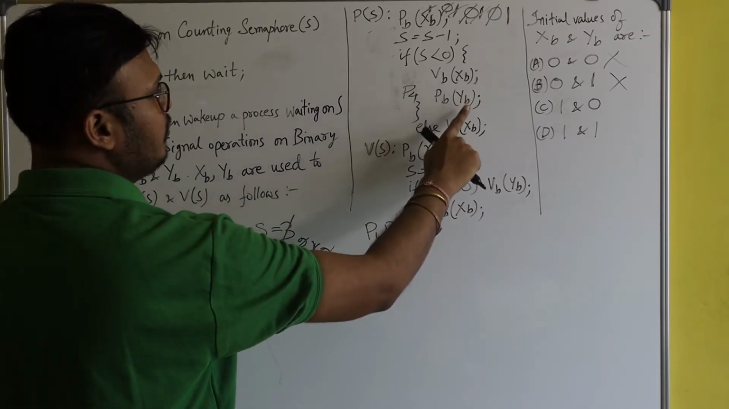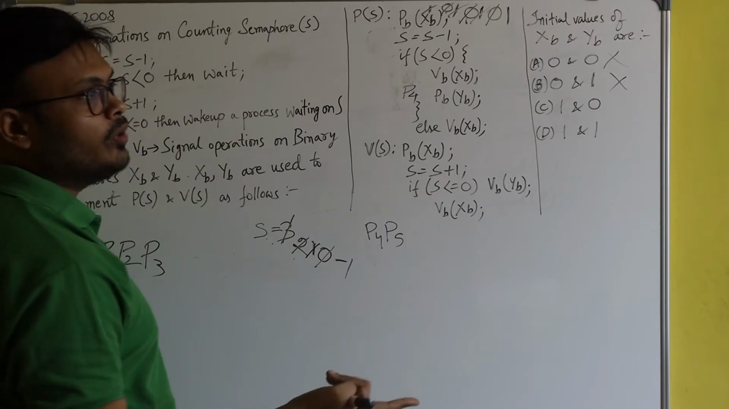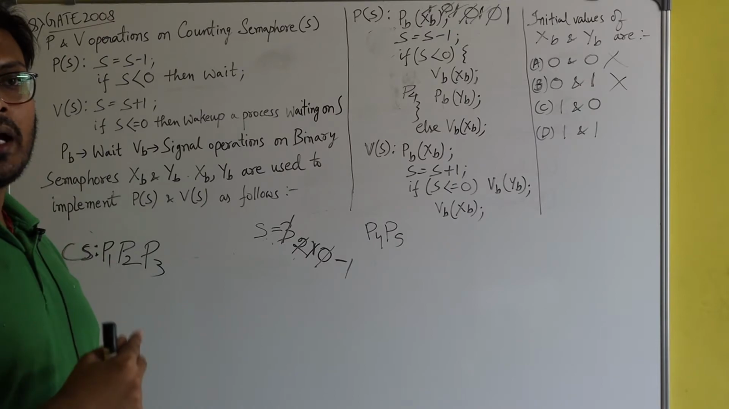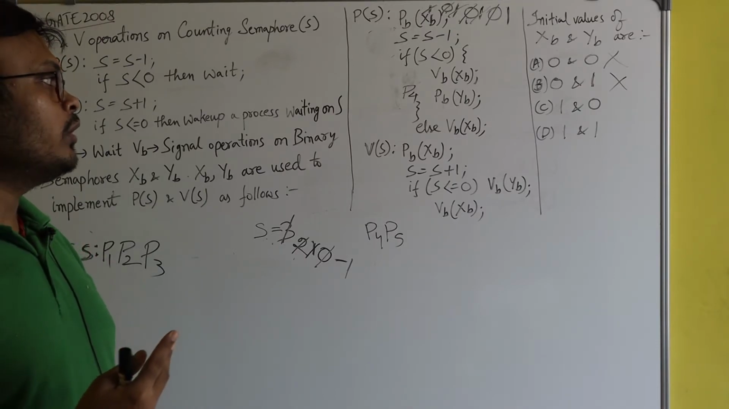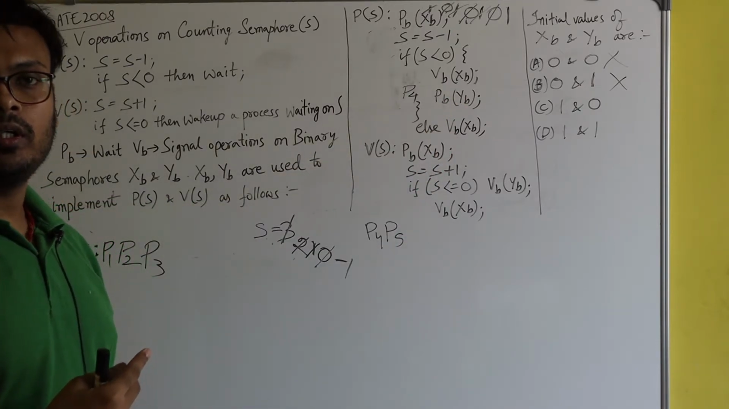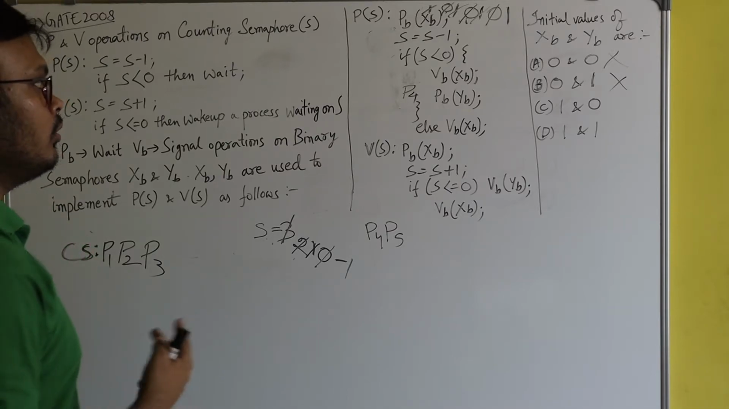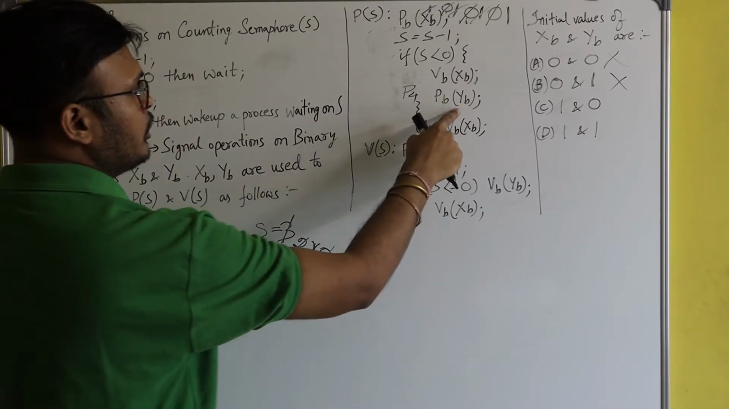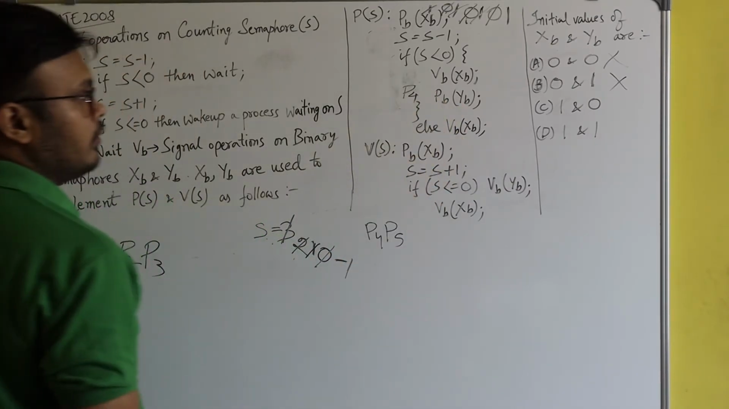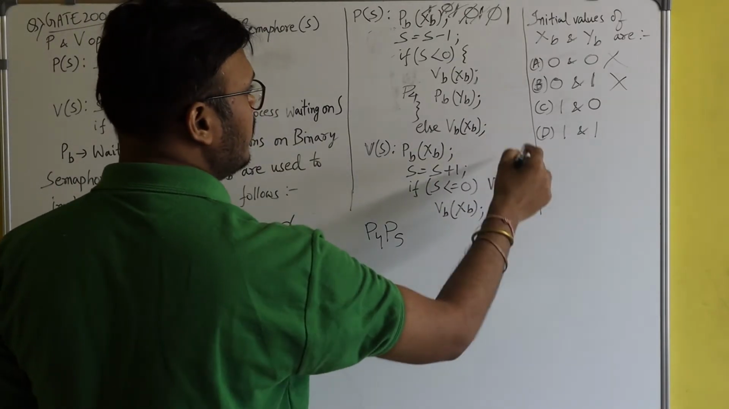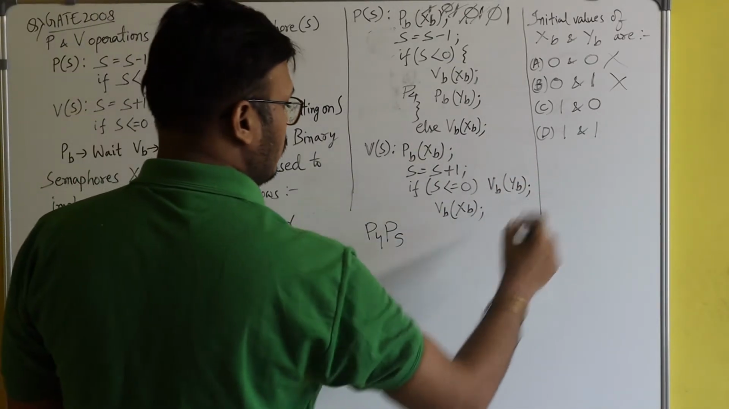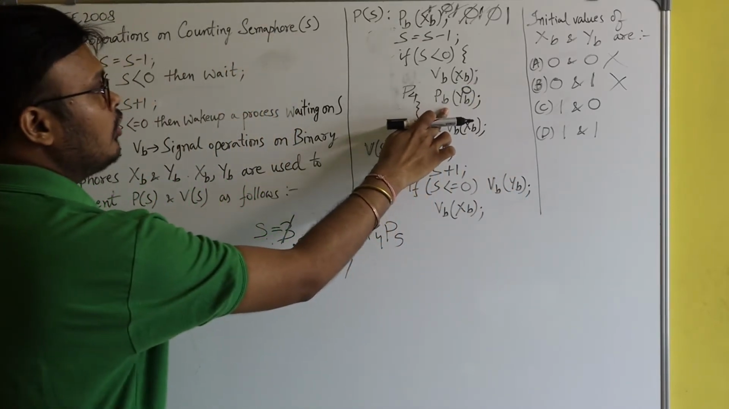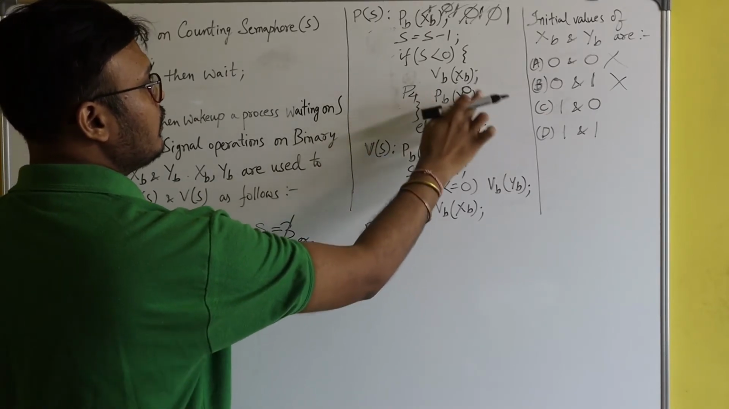Because if this YB is 1, then P4 will not get blocked, because a process can be blocked only if the binary semaphore value is 0. So definitely we want 0 here. So surely the value of YB should be 0. So let's assume the value of YB is 0. Since the value of YB is 0, P4 is blocked here.